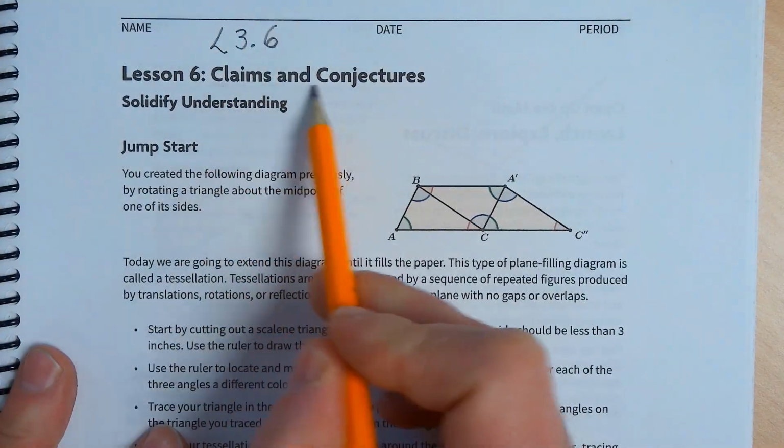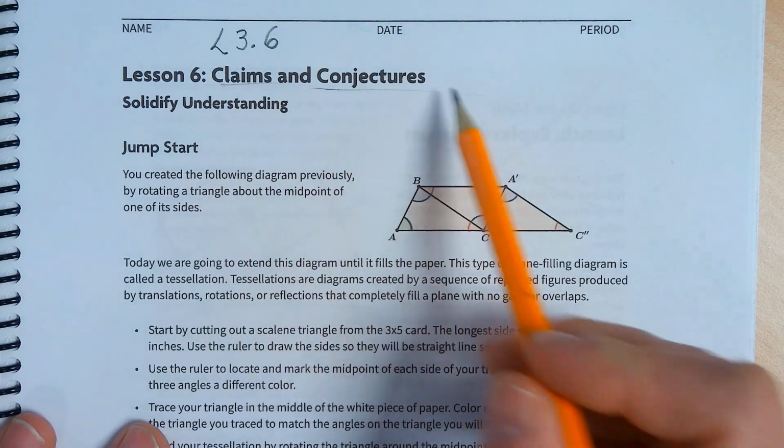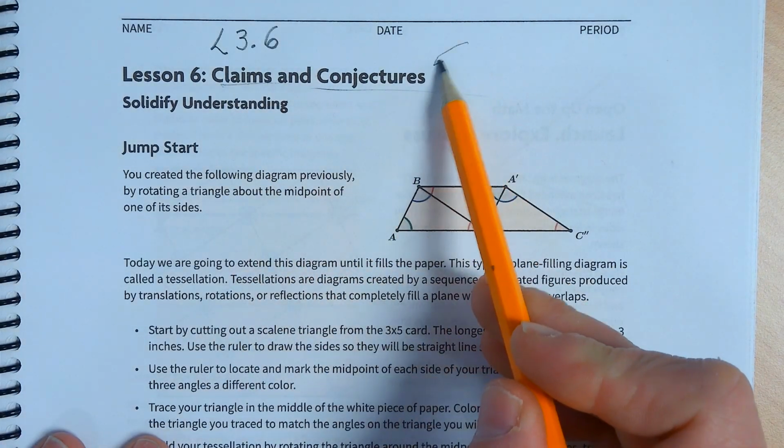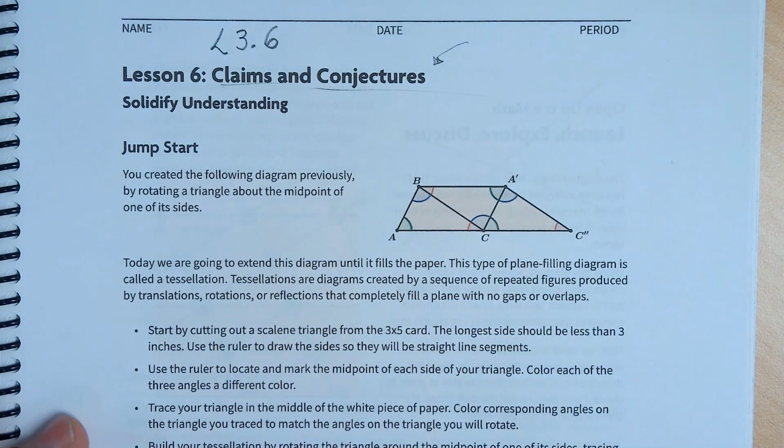Claims and conjectures. So remember, a conjecture is a mathematical idea that you think is true but don't have a proof for yet, but might be able to prove, and probably can prove.